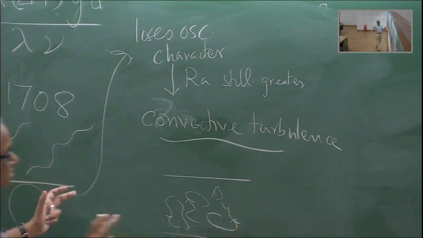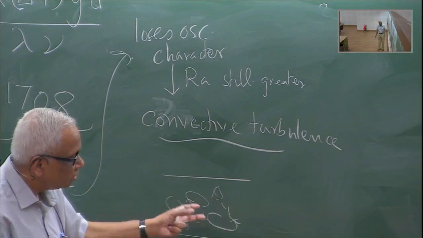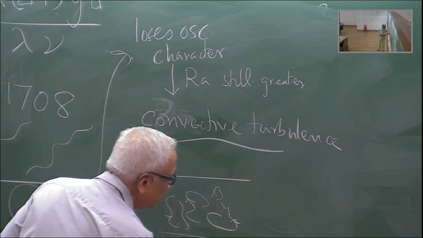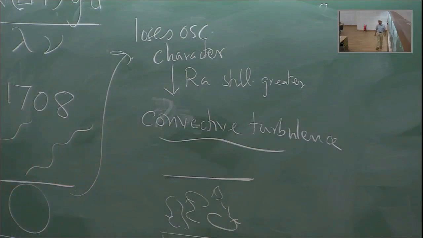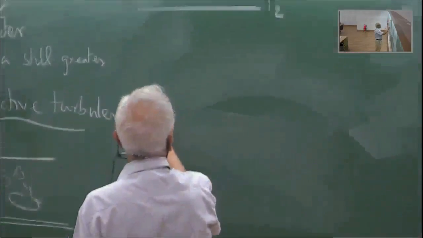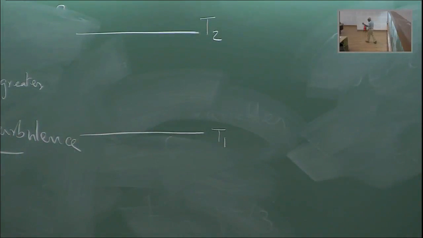So that's the picture. But the most interesting issue in this region, when you have hit convective turbulence and your velocity field is going haywire, is what is happening to the temperature. The temperature is T2 over here and T1 over here. That's fixed. That is a boundary condition that you can do nothing about.